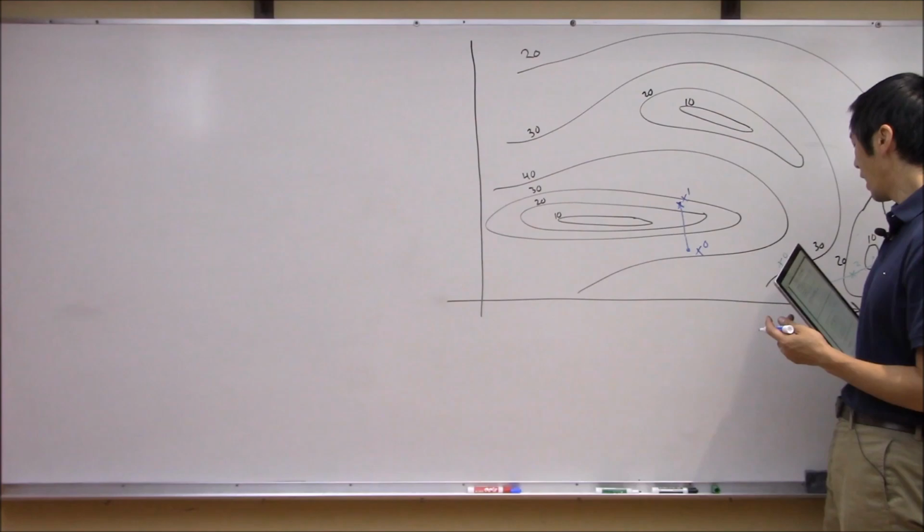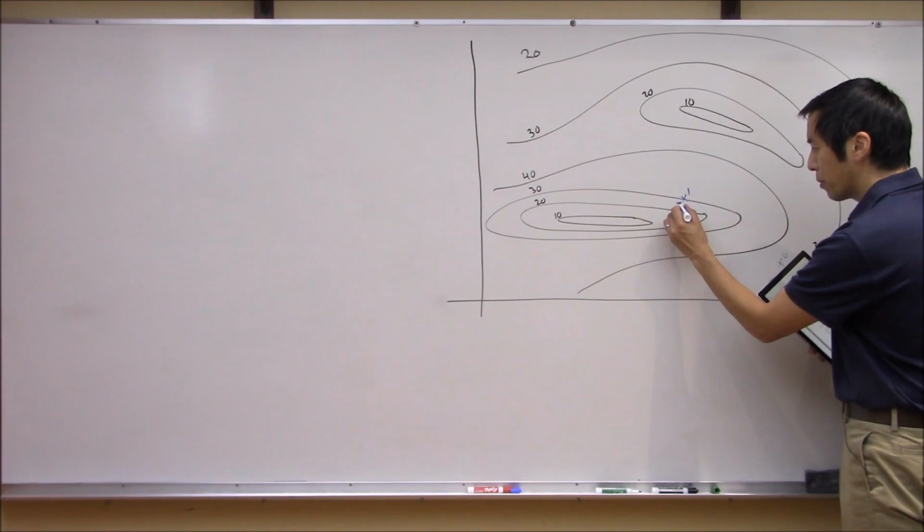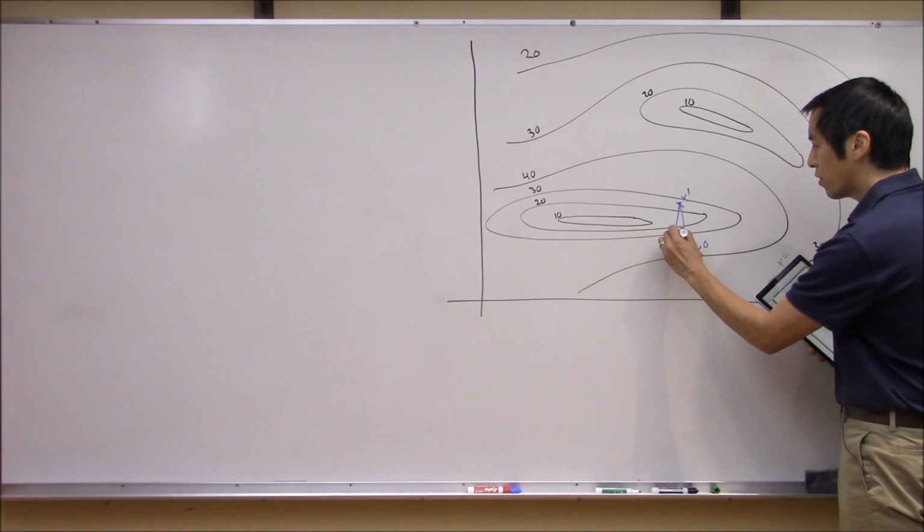And now you're going to move to another location. Again, you go opposite of the gradient. That's over here. And then you come here, here's your point x2. Does everyone see what's going on here?